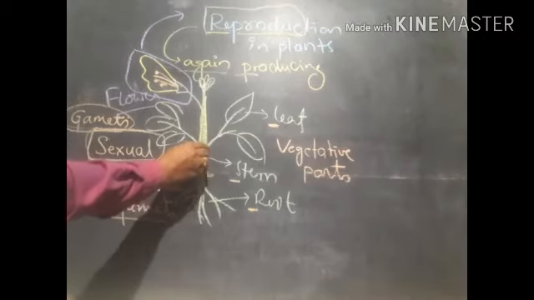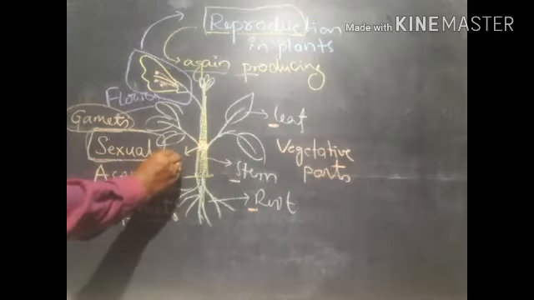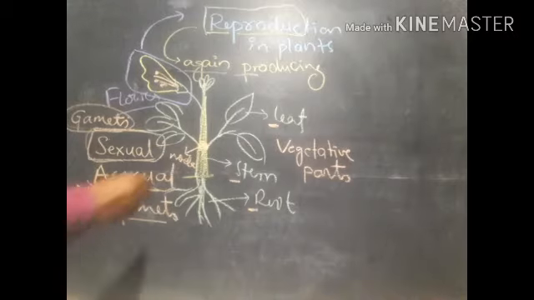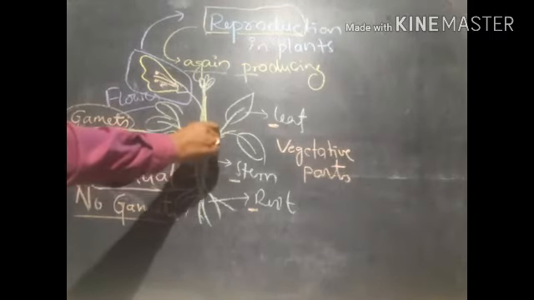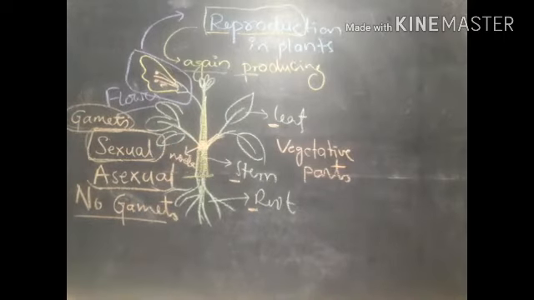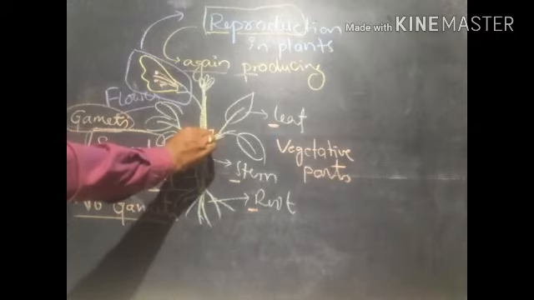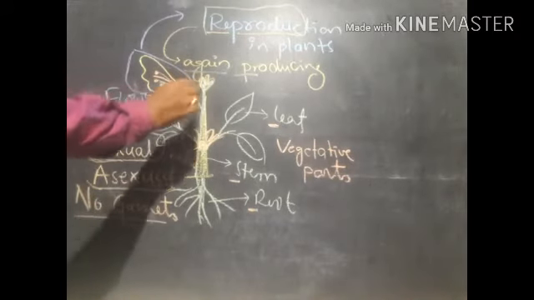Wherever the branches are produced, it is called a node. This part is called node, right? At the node, you are able to see the branches of the leaf or the branch of the flower, whatever it may be, it starts at the node, right? And here it is the bud. It is called axillary bud. Axillary bud. And it is called terminal bud.